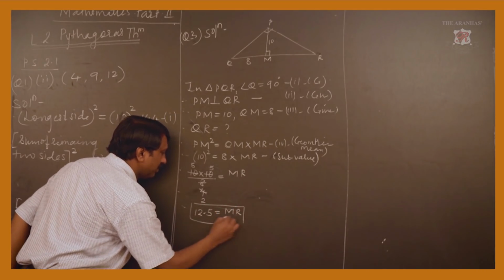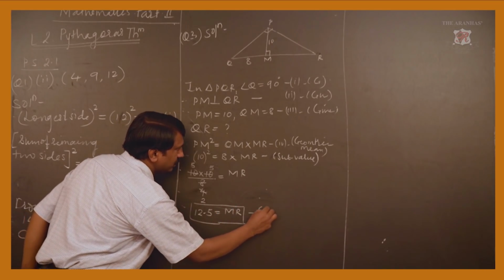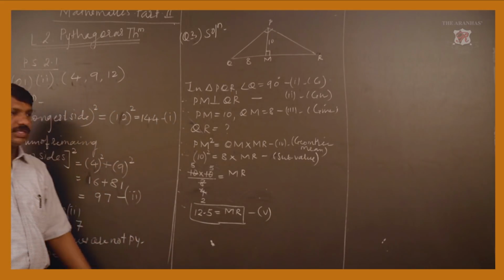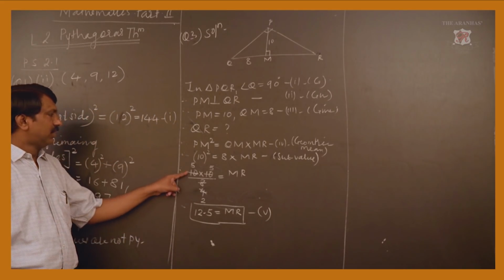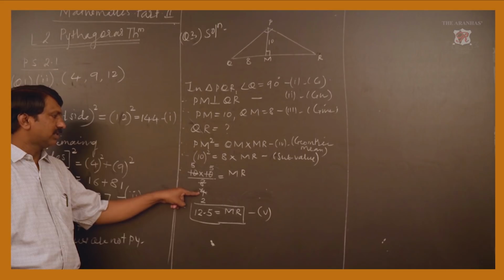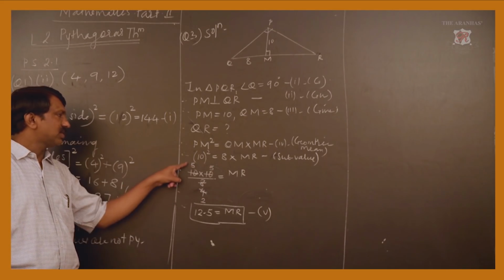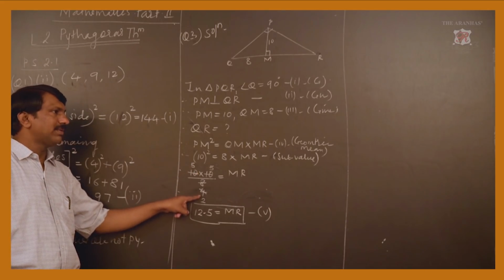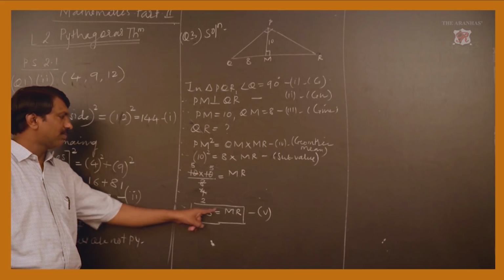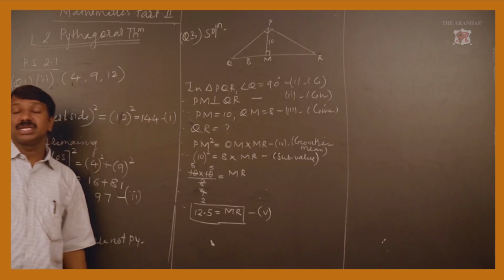What will segment MR be? It is 12.5. See the lowest term, again I will repeat: 2 5s are 10, 2 4s are 8. Then 2 2s are 4, 2 5s are 10, 5 5s are 25. 25 divided by 2 means half of the value of 25, that is 12.5. This is the value of segment MR we get.